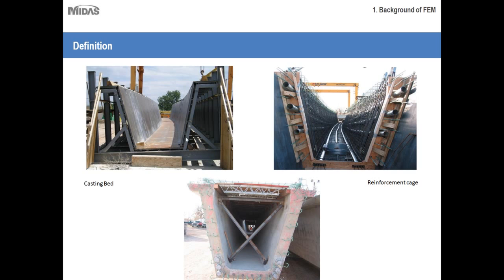So this is a casting bed, and this is a curved casting bed. You can create a curved U-beam girder here, and this is how the reinforcement details can be provided. You can see the ducts for the placement of the tendons, and then this is the completed segment. So here the segment lengths are longer than the conventional segmental construction methodology.